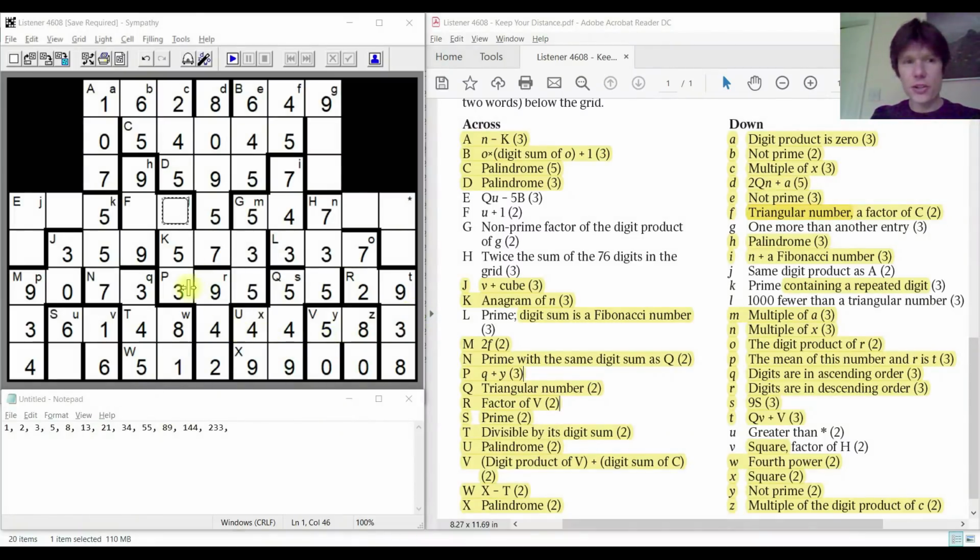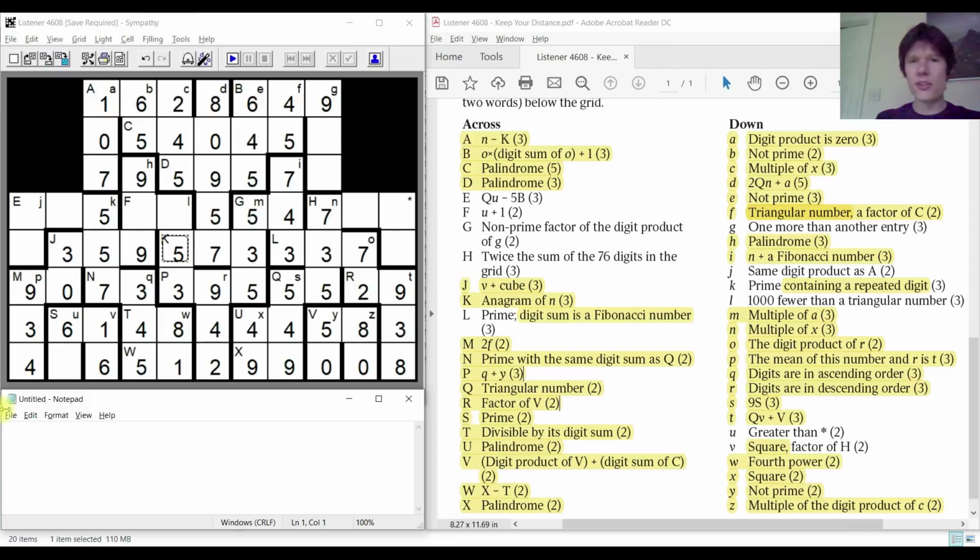Now that's particularly interesting because big F is little u plus 1. So if little u is even, that means big F must be odd. So this cell here must be an odd number. We'll come back to that in a moment, because let's now look at the clue for L down, which goes in just there. That's 1,000 fewer than a triangular number.